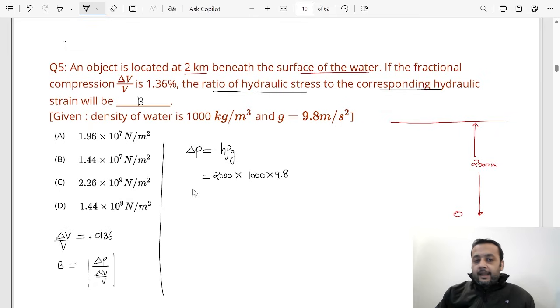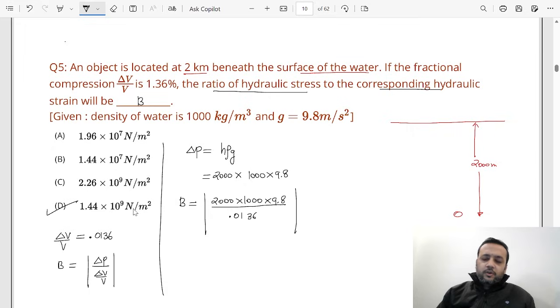All right, and delta V by V is given to us. So all you need is to put this value in this formula. Delta P is 2000 multiplied by 1000 multiplied by 9.8, okay, divided by delta V by V. Delta V by V is directly given as 0.0136. So you can check out option D will be the correct answer. Here by the power of 10 itself, if you do the rough calculation, you will understand that option D is going to be correct. Okay, very easy question.